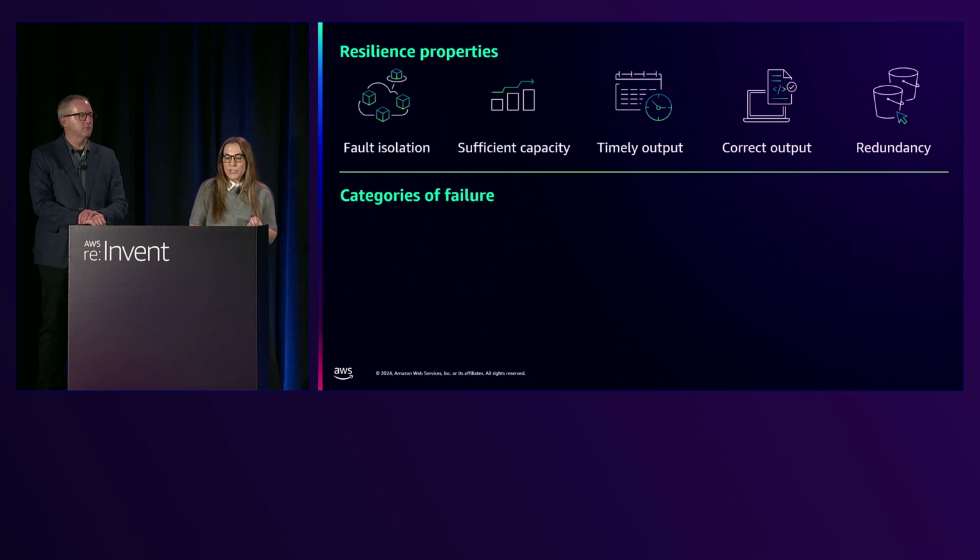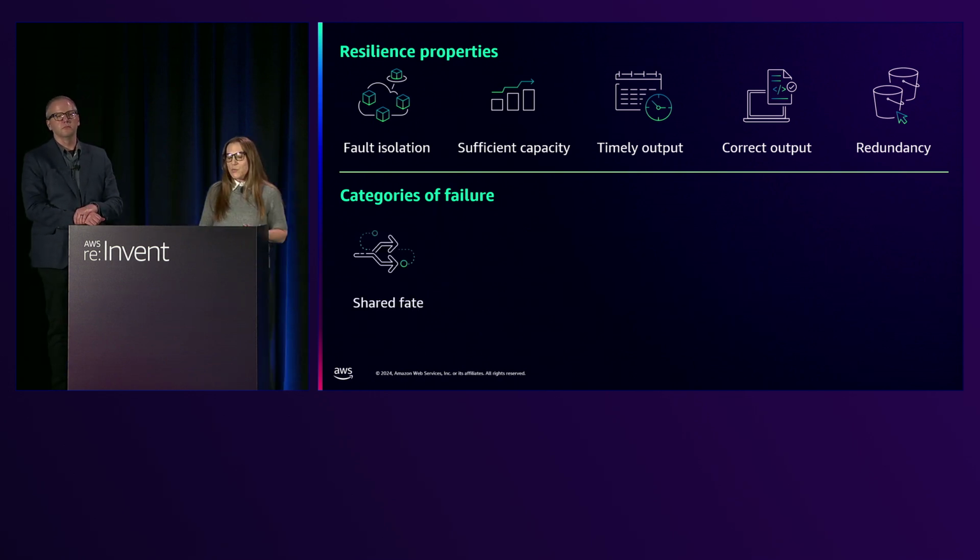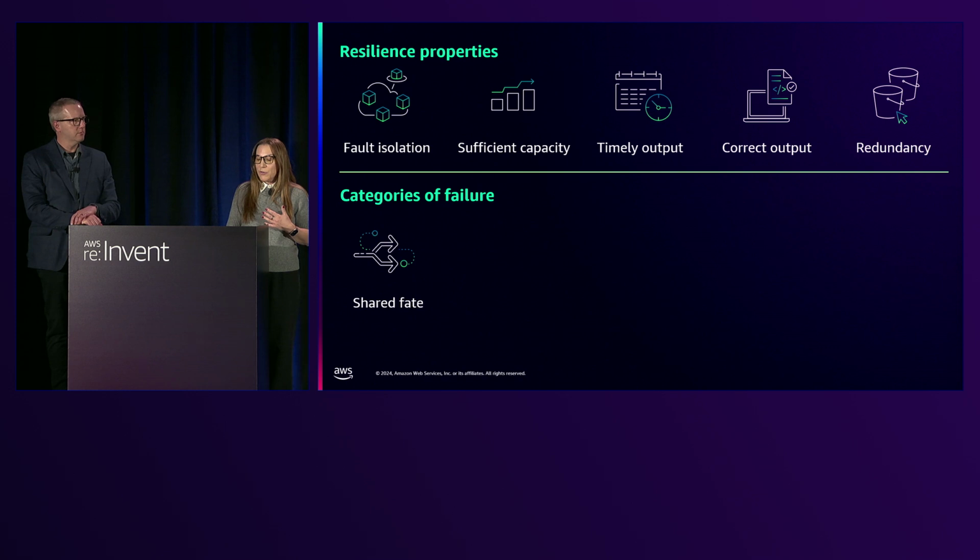And each resilience property faces a unique challenge that can compromise its effectiveness. So let's examine these key relationships. Fault isolation confronts a shared fate scenario. This is where impairments and shared dependencies can trigger cascading failures, where those failures cross the intended fault isolation boundaries.